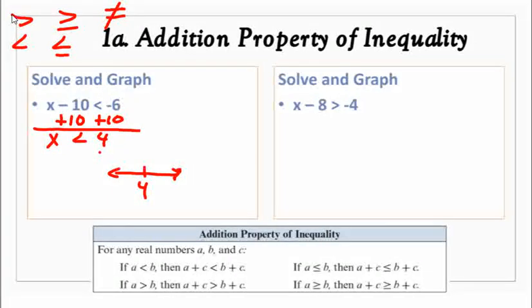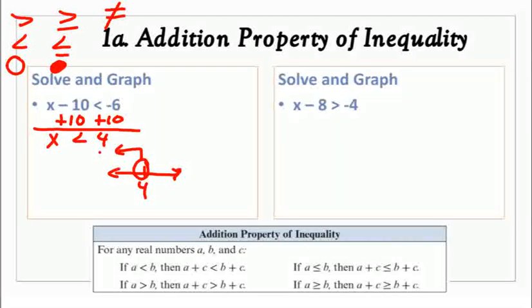And when you're using greater than or less than, you always use an open circle. When you're using greater than or equal to or less than or equal to, so if it has the bar underneath, use the filled-in circle. So for this one, x is less than 4, open circle on 4. Less than always goes to the left. So that would be our graph for that example.